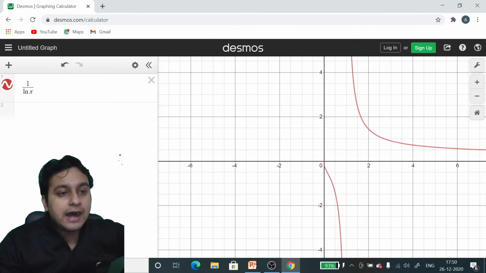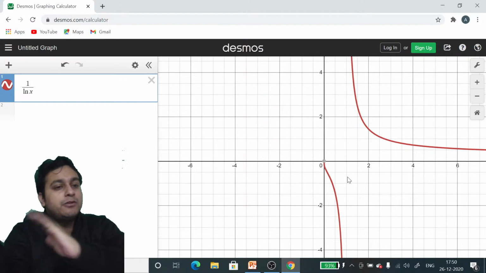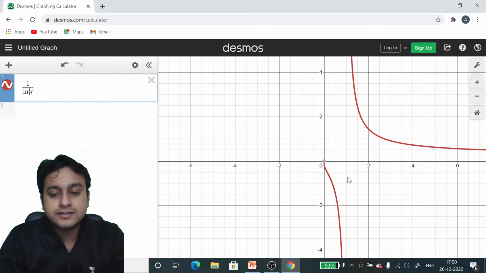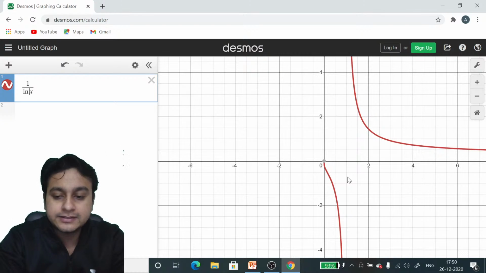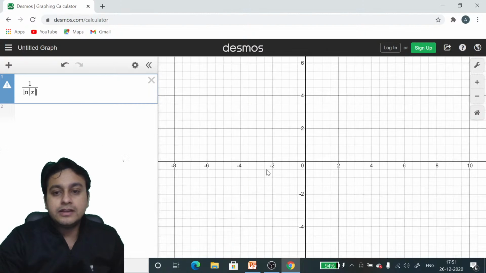But now if you put mod, what will happen? When you put mod, negative x will be the same as that, right? So when you put mod on x, the graph will reflect on the left hand side. That's what we can see here. If you put mod here, the graph will change a lot.